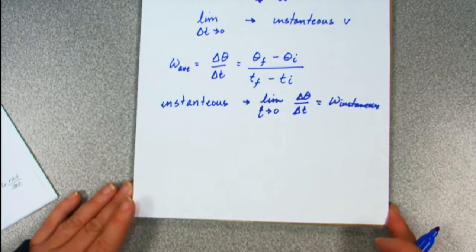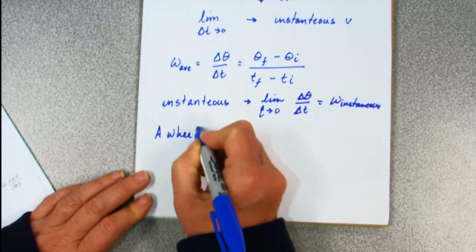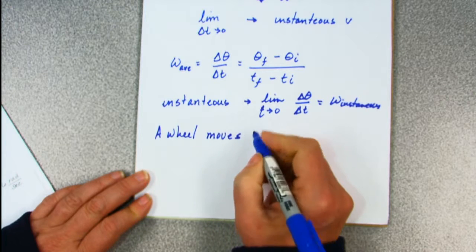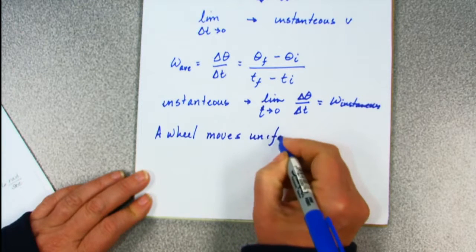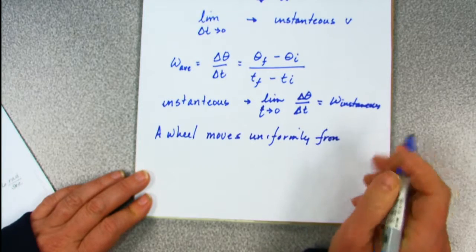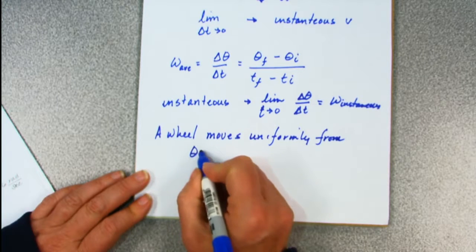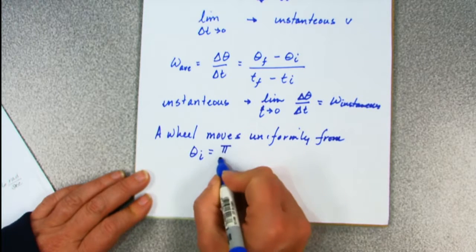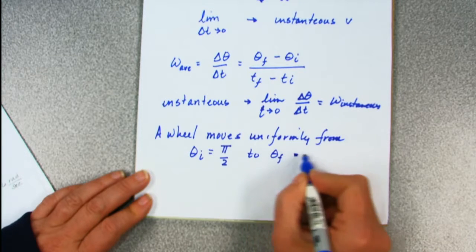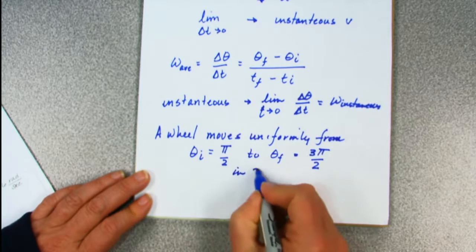So we can do a couple of things. Let's just do a quick problem. I've got a wheel that moves uniformly from an initial angle of pi over 2 to a final angle of 3 pi over 2 in 20 seconds.